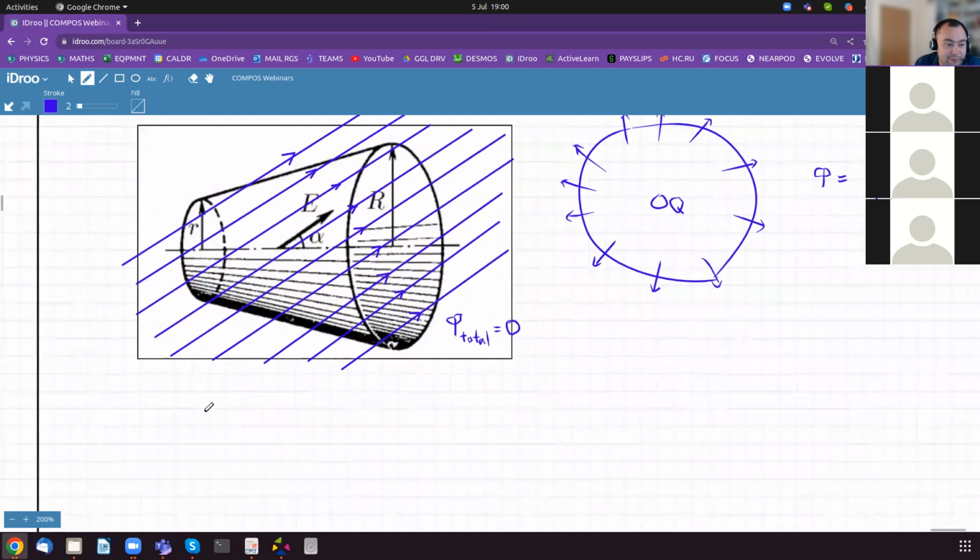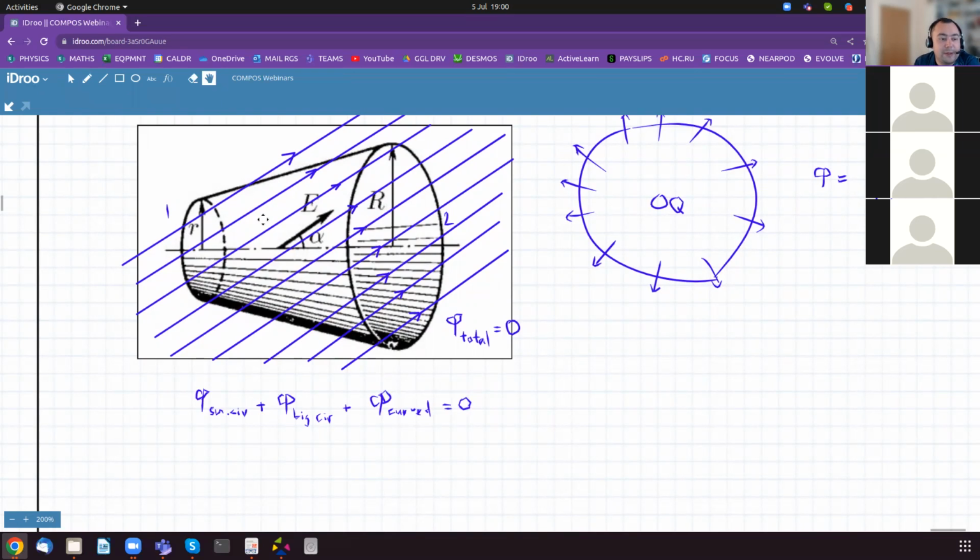Basically, that means that the flux, let's call it flux 1, flux 2 for the big circle. So flux through this, okay, I'll actually write it, small circle, plus the flux through the big circle, plus the flux through the curved surface is going to be equal to 0. The total flux is 0.